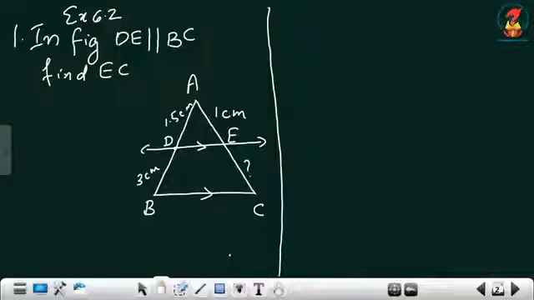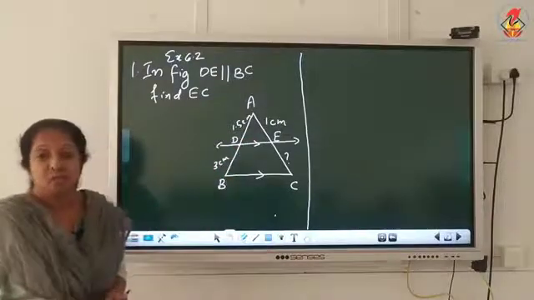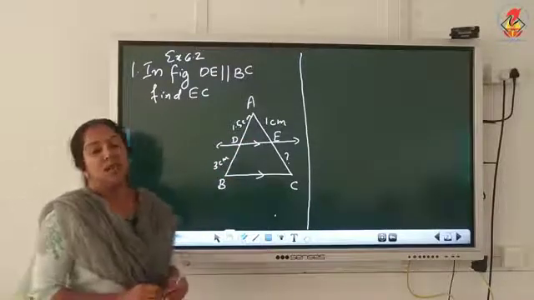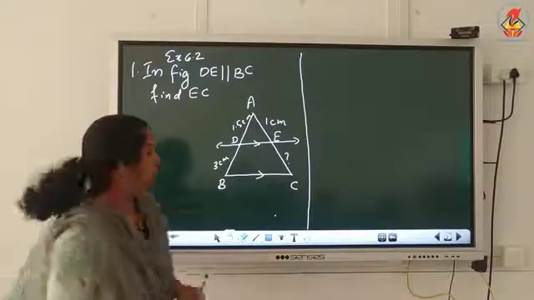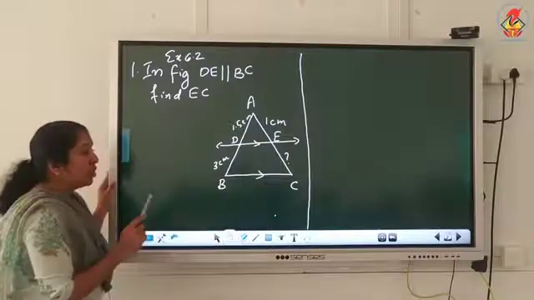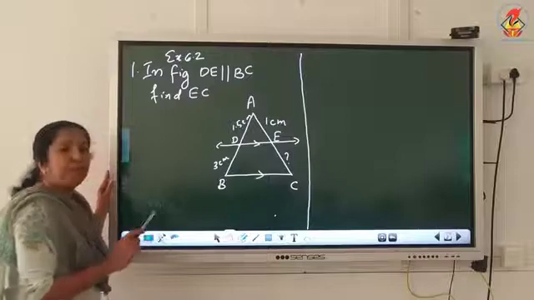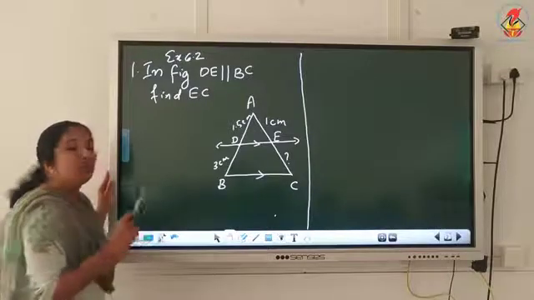Exercise 6.2. First question. In the figure, DE is parallel to BC. Find EC. One side of a triangle is parallel to the line passing through the other two sides in distinct points. So, clearly we can apply BPT. What you have to find is EC. For finding EC, we have to apply BPT. That means the sides are in proportion.